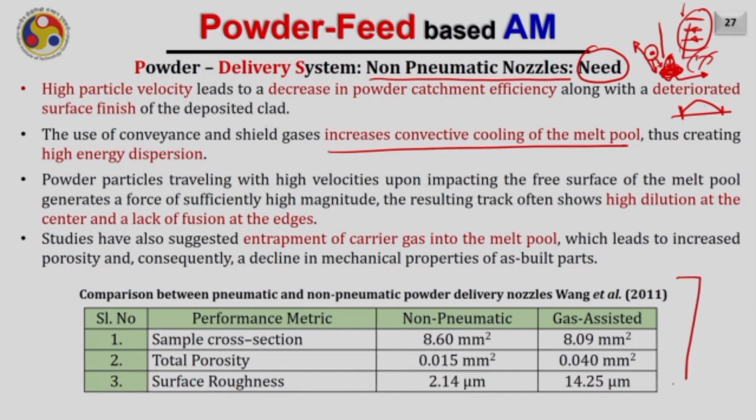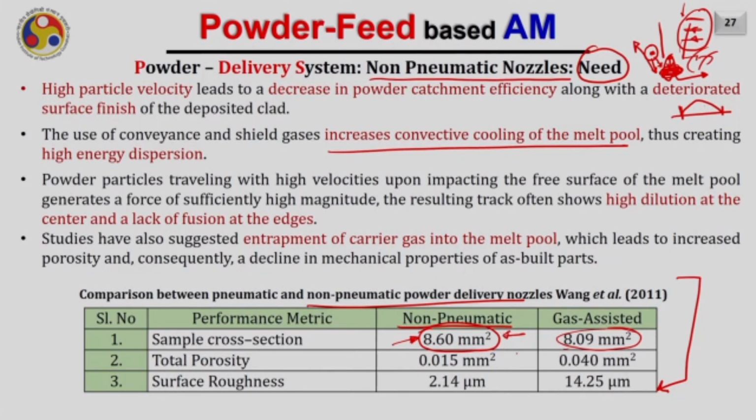This particular study by Wong et al. shows what happens if we use non-pneumatic powder delivery nozzles. For a non-pneumatic powder delivery nozzle, the sample cross section is having a better deposition rate with the same process parameters. That shows us the catchment efficiency of the process increases with the same process parameters. Here now we are able to deposit the cross section of 8.6 mm square, while in the case of gas assisted nozzles the deposited area is 8.09 mm square. So obviously the catchment efficiency is increasing in non-pneumatic systems.